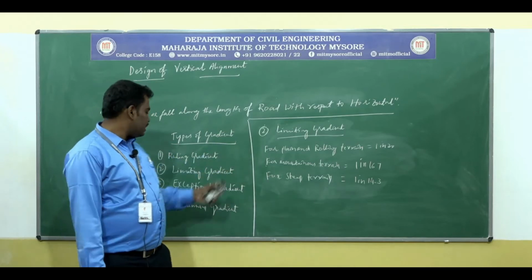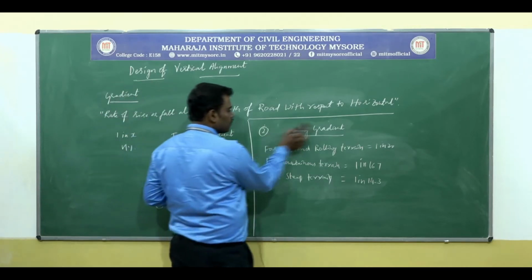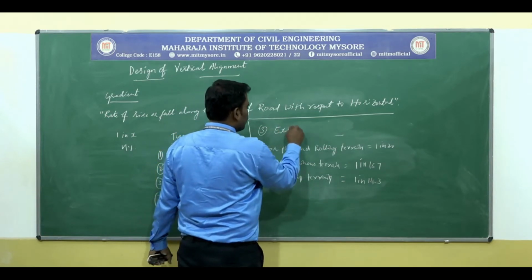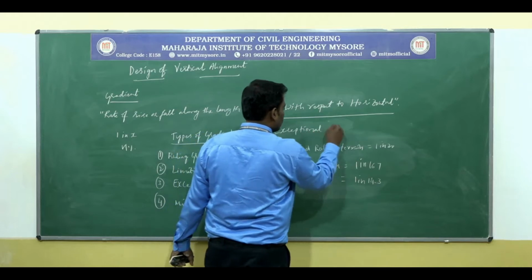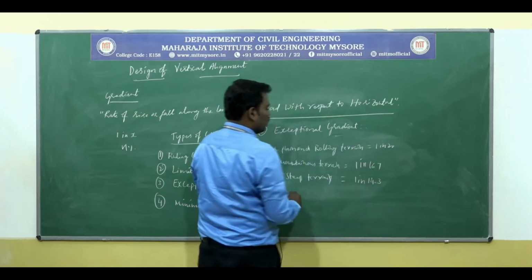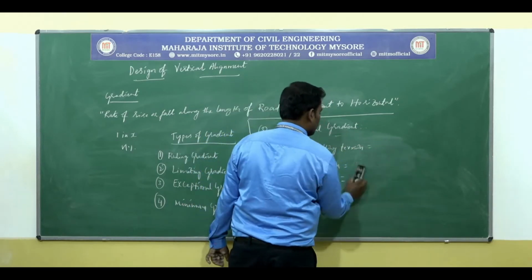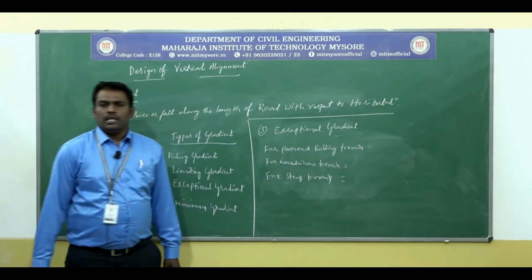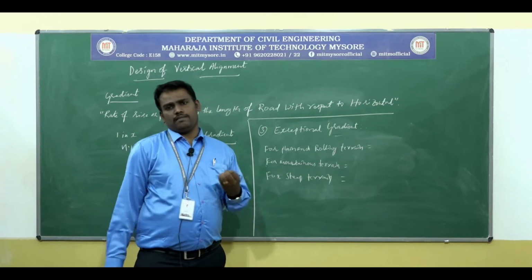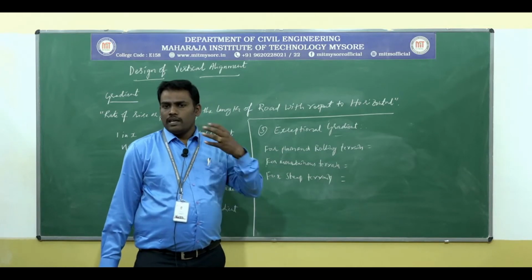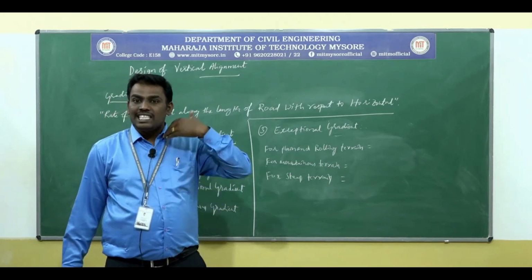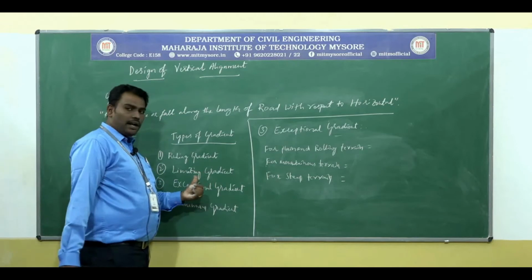Next, number 3, it is exceptional gradient. In some stretches of road it may be unavoidable to provide still steeper gradients than the limiting gradients.